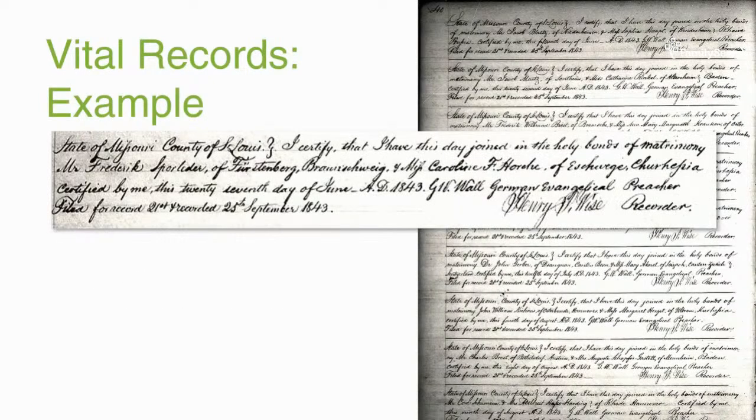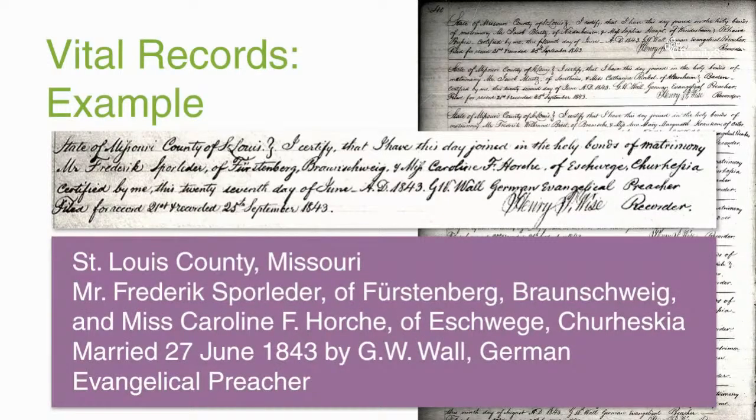So here's an example. This is actually from 1843 in St. Louis, Missouri. It says that Mr. Frederick Sporleder of, and I'm not going to be able to say these places right, but I'll try, of Furstenberg, Braunschweig, and Miss Carolyn F. Horsch of Eschwege. Oh, I'm not even going to say that one. They were married the 27th of June, 1843 by G.W. Wall, a German evangelical preacher. So here's an 1843 record that's actually giving us towns of birth in Germany. Keep in mind that it's rare to find these, but it's worth looking for them.